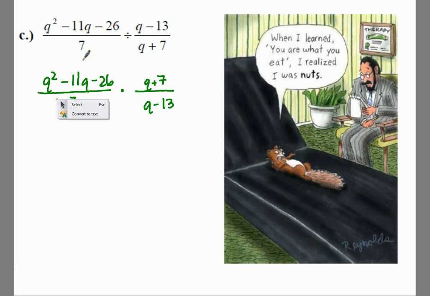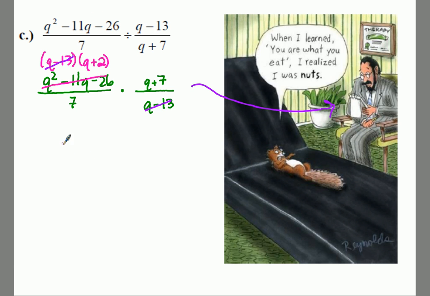So let's look at factoring here. We can actually factor factors of negative 26 that add to negative 11. That would be q minus 13 times a q plus 2. And you can't factor the 7, can't factor a q plus 7. So we cancel q minus 13, q minus 13. You cannot cancel this 7 and this 7. I know you want to, but you cannot do that. So if you do, then I might refer you to this guy over here.